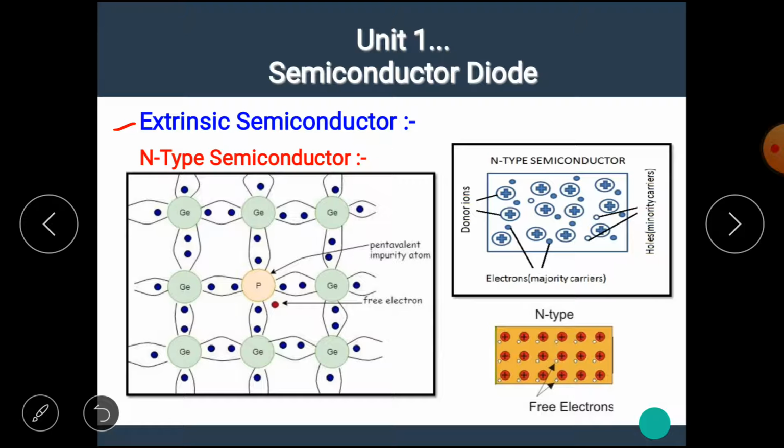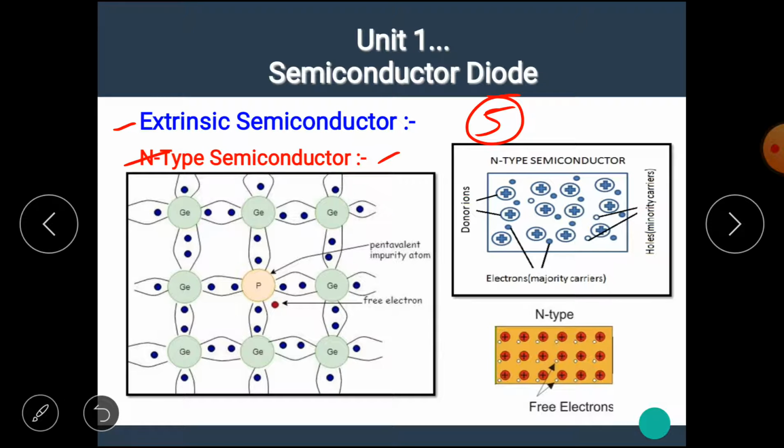Depending upon the impurities, the extrinsic semiconductor is divided into two types: n-type semiconductor material and p-type semiconductor material. Now let's see what is meant by n-type semiconductor material. A pentavalent impurity means a material whose outermost orbit contains 5 valence electrons. When such a pentavalent material is added into a pure semiconductor crystal, then an n-type semiconductor is formed.